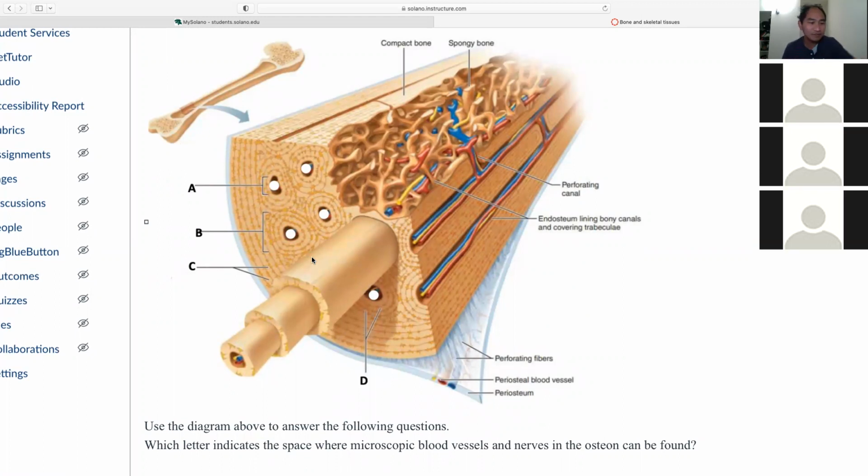Use the diagram above to answer the following question. Which letter indicates the space where microscopic blood vessels and nerve in the osteon can be found? Okay, somebody answer that question. A. In the space, yes, A. So what do we call this space A? The name of A, the name of B, the name of C, the name of D.